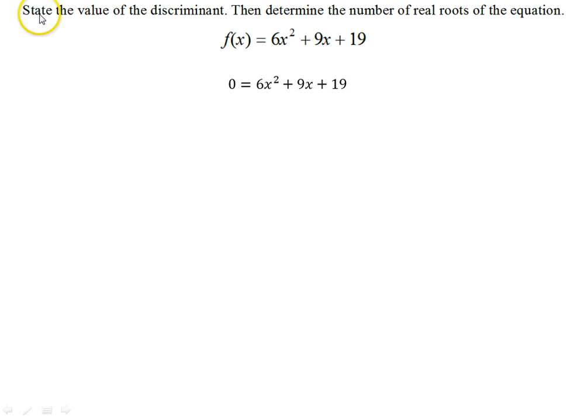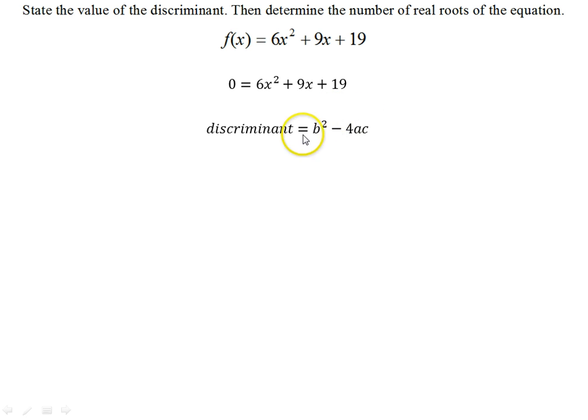Now we're asked to state the value of the discriminant. Notice we are not asked to solve for the value of x. We are asked essentially to find how many answers there are for x to make this equation true. And the discriminant tells us that. And in order to find the discriminant, we have to know what the discriminant is, and the discriminant is b squared minus 4ac.